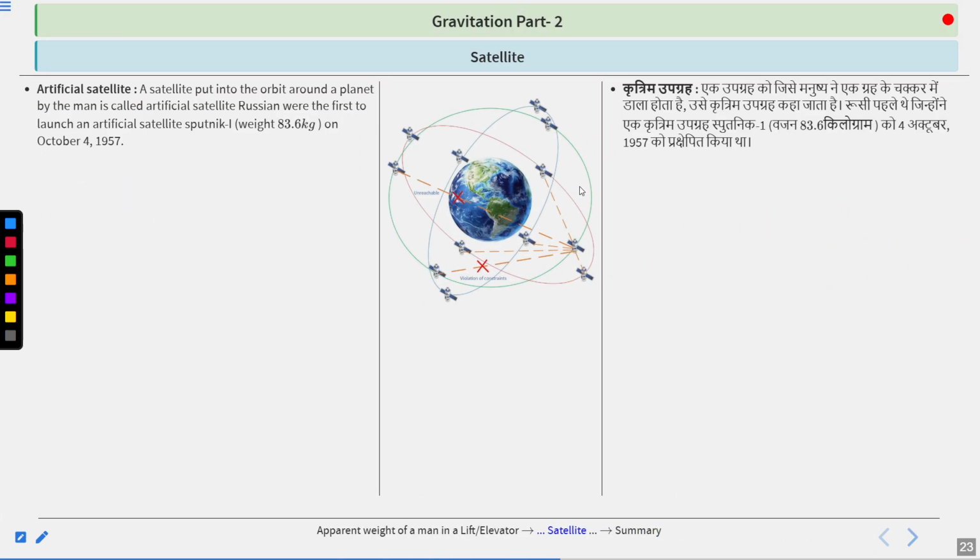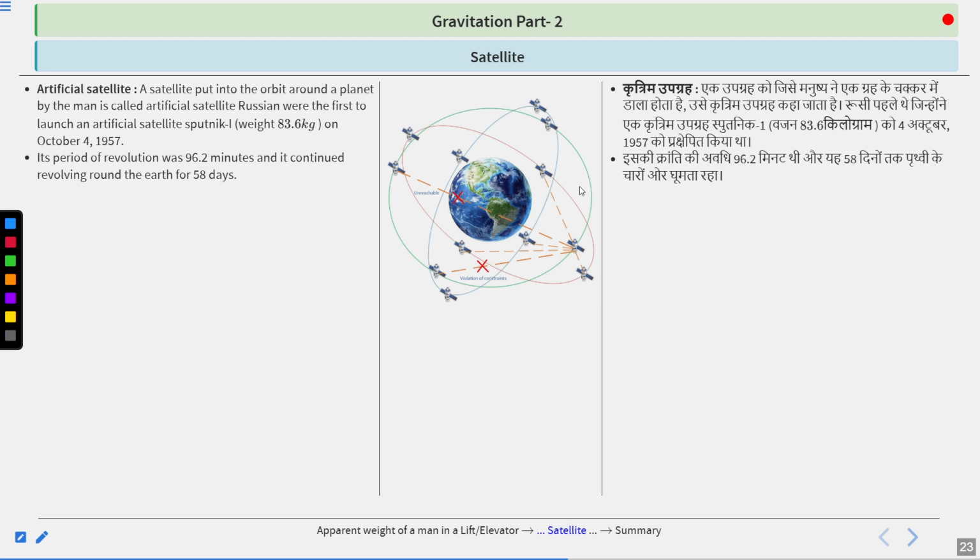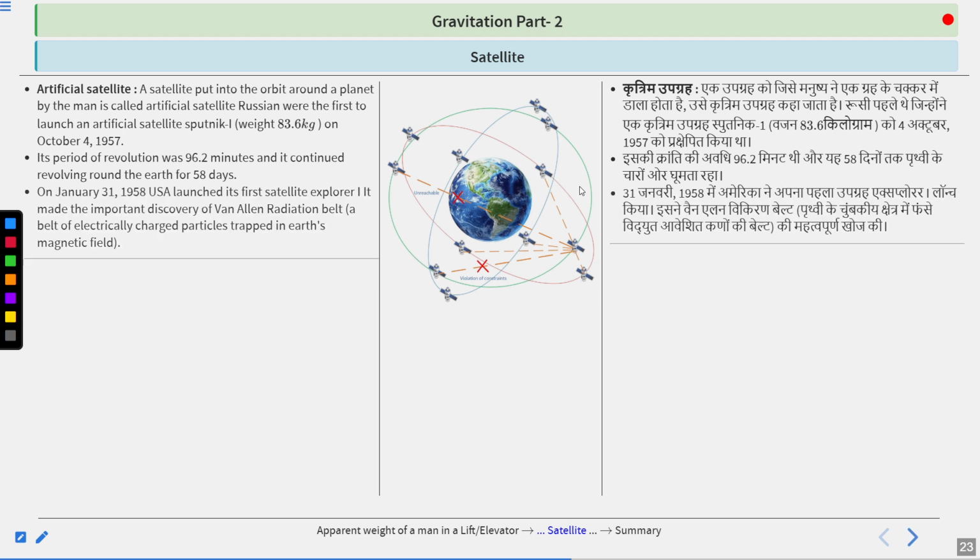An artificial satellite, on the other hand, put into orbit around a planet by humans or man, is called an artificial satellite. Russia, as a country, was the first to launch an artificial satellite named Sputnik 1, which weighed nearly 83.6 kgs and was launched on 4 October 1957. Its period of revolution was 96.2 minutes and it continued revolving around the Earth for 58 days.